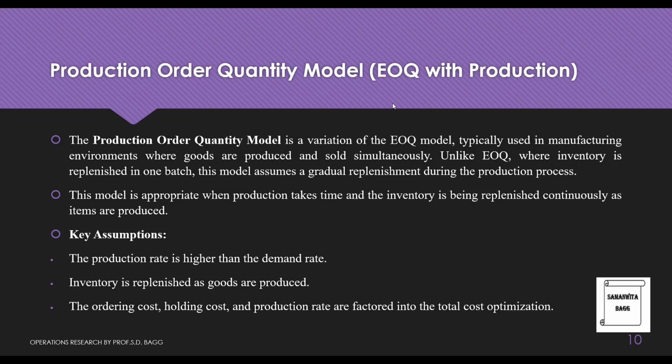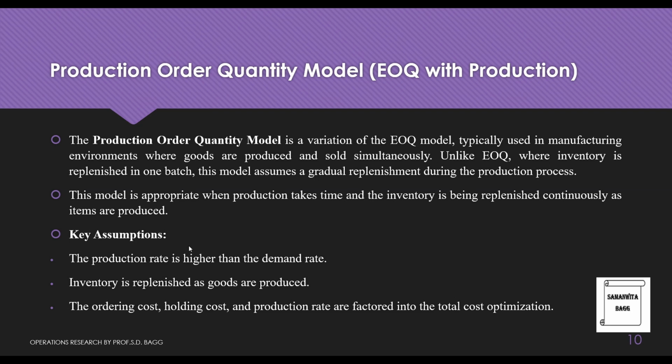Production order quantity model, EOQ with production. The production order quantity model is a variation of the EOQ model typically used in manufacturing environments where goods are produced and sold simultaneously. Unlike EOQ, where inventory is replenished in one batch, this model assumes a gradual replenishment during the production process. This model is appropriate when production takes time and the inventory is being replenished continuously as items are produced. So this is about production taking time, but the inventory is continuously being replenished.